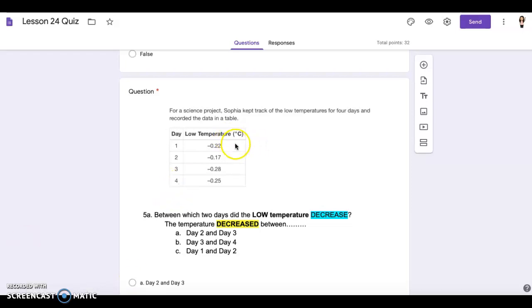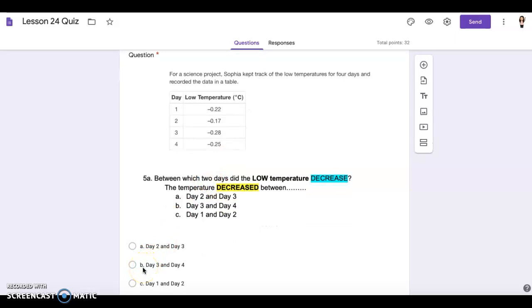So you're looking at this table and you're looking at when the temperature decreased. And they're all negative numbers, so be careful. The larger the negative number, the smaller it is. So when did the temperature decrease? Between day 2 and day 3. Day 2 was negative 0.17 and day 3 was negative 0.28.